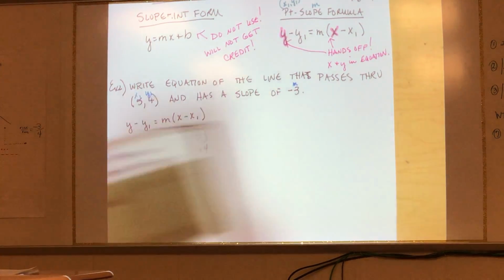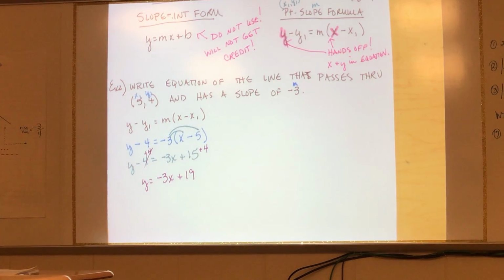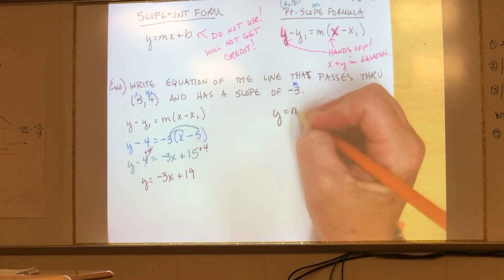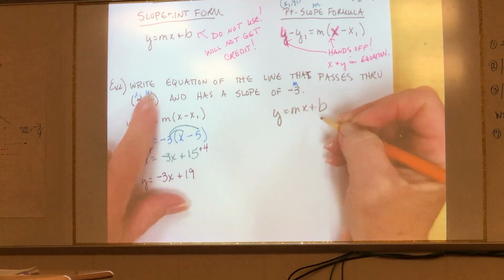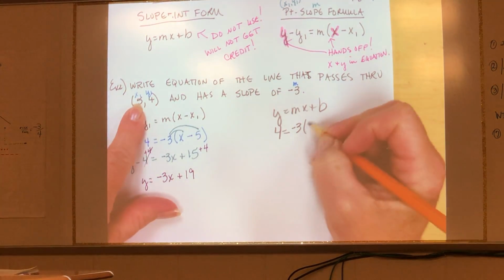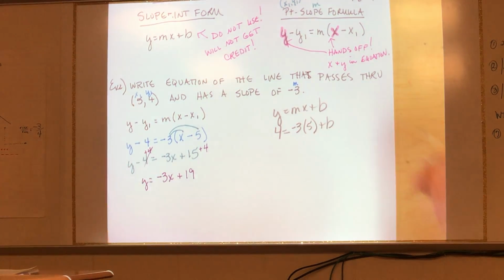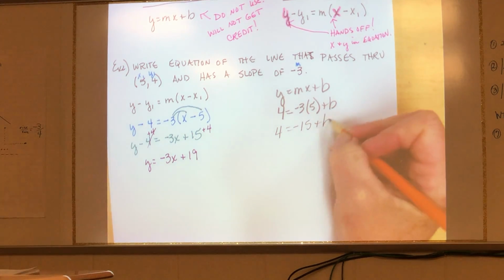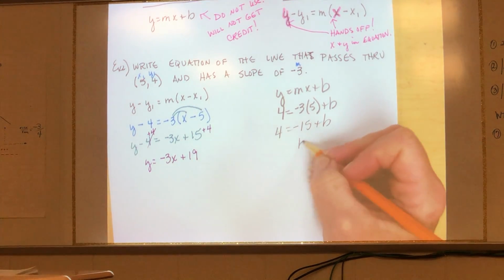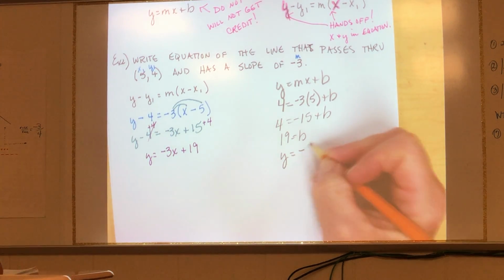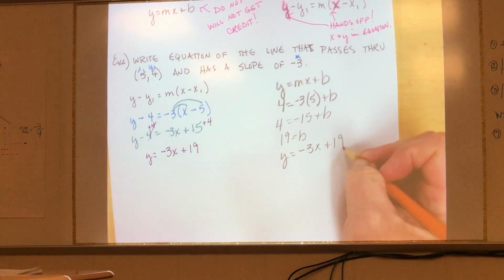Okay, but this is what kids, well, I'm going to do this in pencil because this is what I told you not to do. So this is what some kids are going to do. They're going to go y is equal to mx plus b. Y is 4, m is negative 3, x is 5. I've got to figure out what b is. 4 is equal to negative 15 plus b. So I'm going to add 15 to both sides. So b is 19. And then they're going to write their equation: y is equal to negative 3x plus 19.